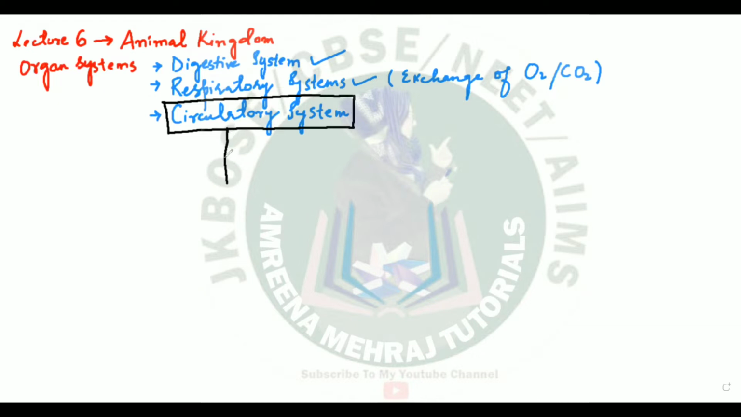You have two types of animals. Number one are those animals which have an open circulatory system. Open CS is the open circulatory system. And another type of animal is that which has a closed circulatory system.